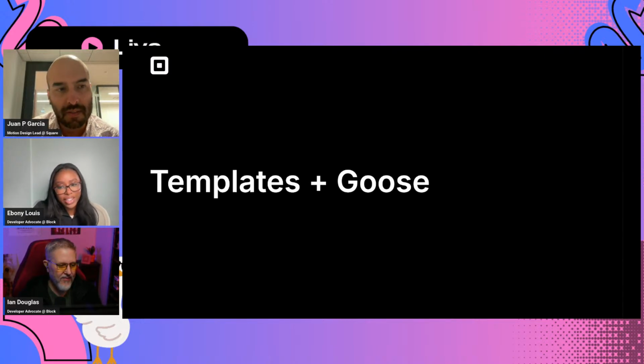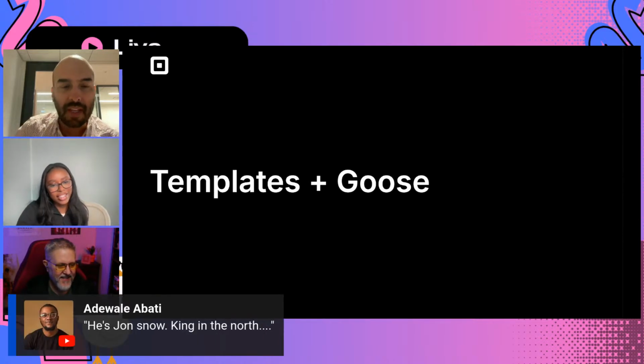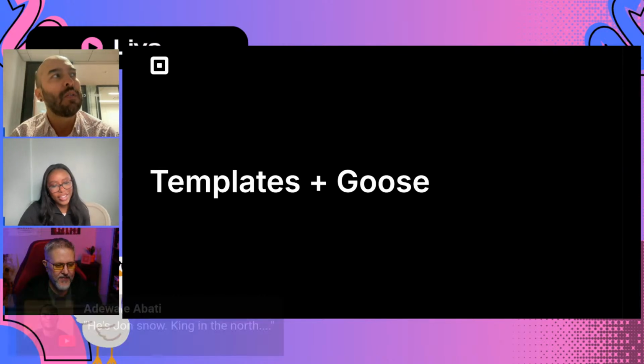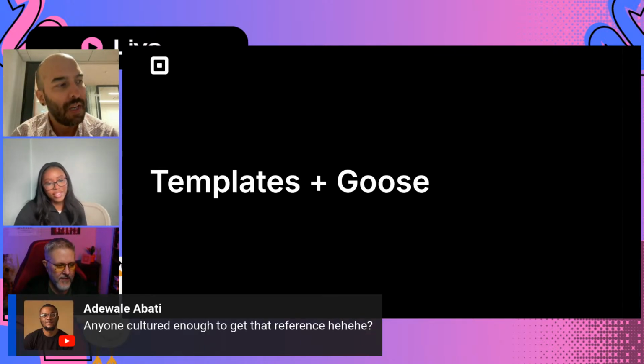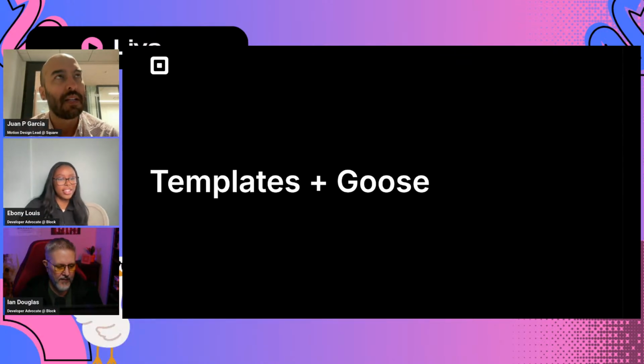Is everyone seeing the presentation? Yep, it's coming through. Perfect. So let's start. Thank you everyone for joining. I'm going to talk about how I use Goose to help me edit and change aspect ratios with After Effects.